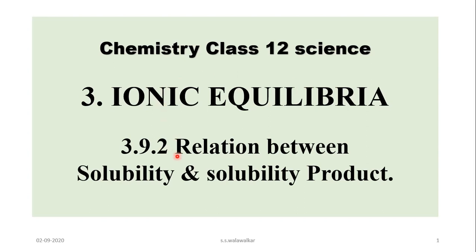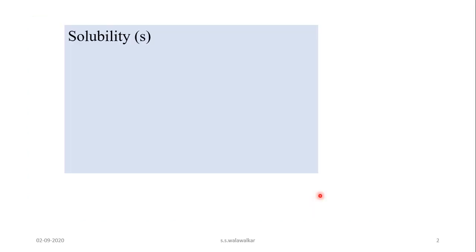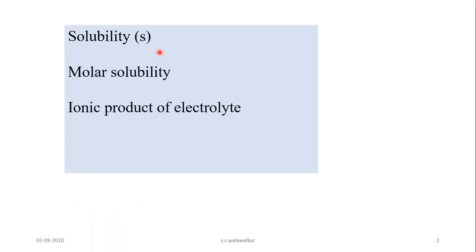Today we will learn the relation between solubility and solubility product. In this video, we will study first solubility, then molar solubility, ionic product of an electrolyte or salt, and conditions of precipitation of a compound. So let us study first solubility.